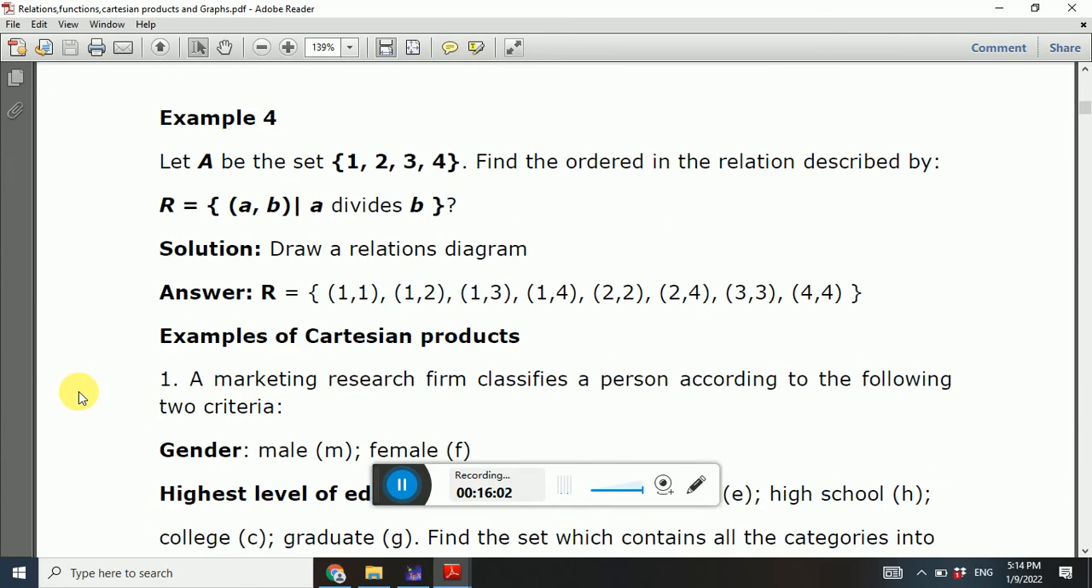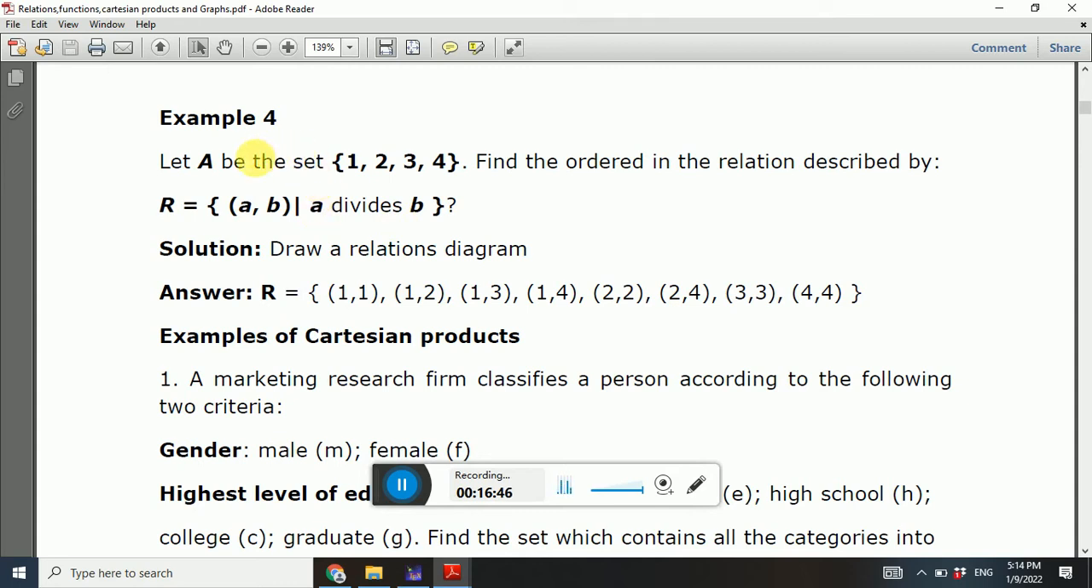Then there is another example. We have a set A given by {1, 2, 3, 4}. Then find the relation described by this. They want you to find the Cartesian product on this set, and after that pick out all those pairs which satisfy this condition: A divides B. What does A divides B mean? A divides B means that when you take B and divide it by A, you get remainder 0.